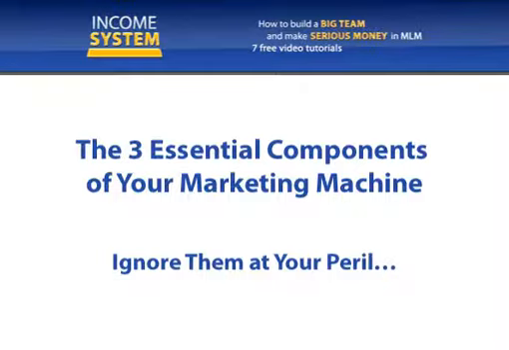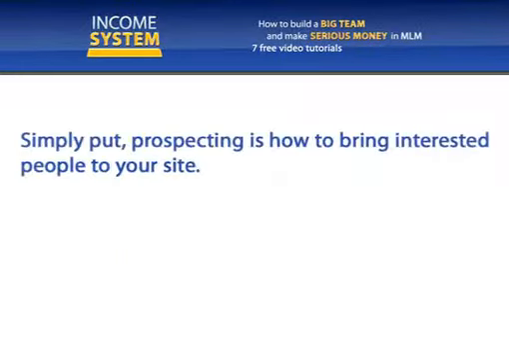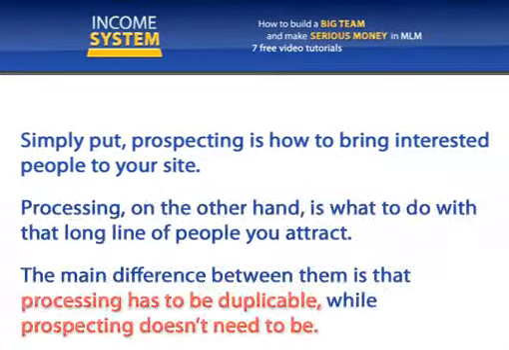As you know, there are 2 stages to every successful network marketing business: prospecting and processing. Simply put, prospecting is how to bring interested people to your site. Processing, on the other hand, is what you do with that long line of people you attract. The main difference between them is that processing has to be duplicable, while prospecting doesn't need to be. And the reason for that is that people are different.